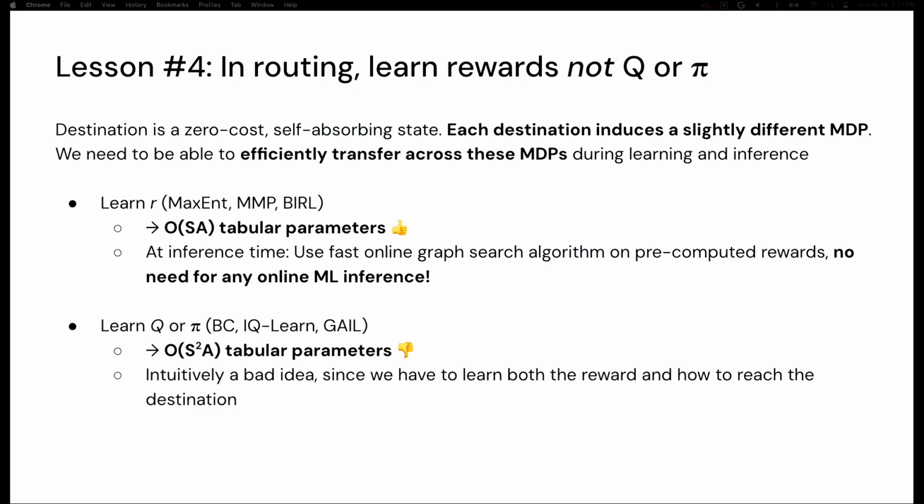Intuitively, why this is a bad idea is that you now have to learn not only what humans' preferences are, i.e. the reward function, but you also have to learn how to get to a destination, even though we already have great planning methods for getting to destinations. So why relearn that when we can just leverage it in the actual ML method itself?